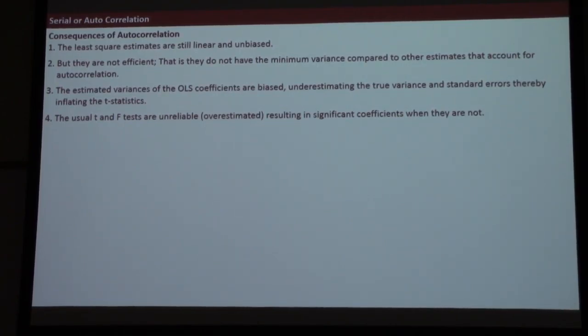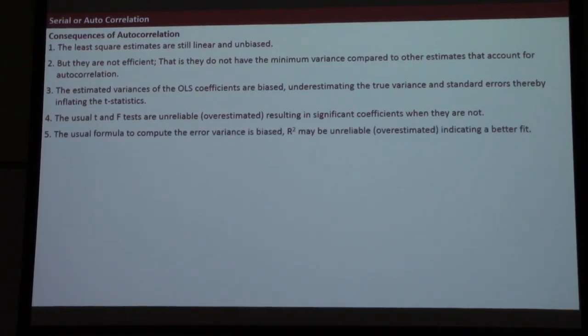All right. And again, this is just endemic in time series data. Time series data is almost always going to have some degree of serial correlation. We just need to figure out if it's significant enough for us to take action. It may screw up some of our measurement of R-squared also.